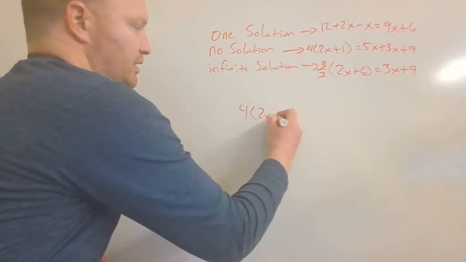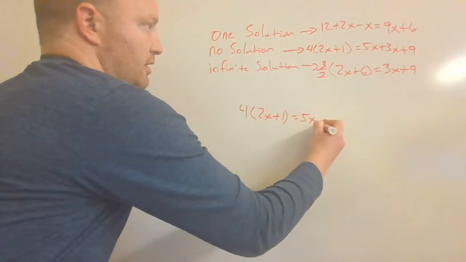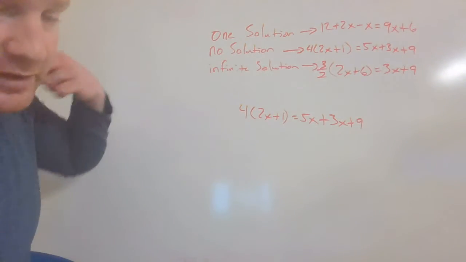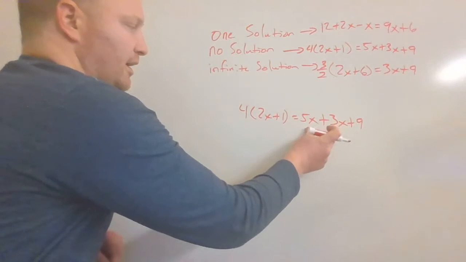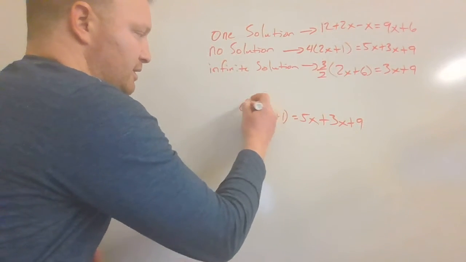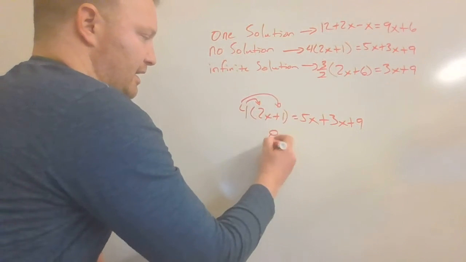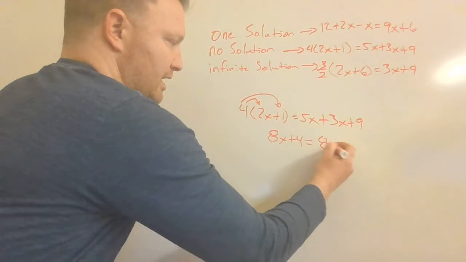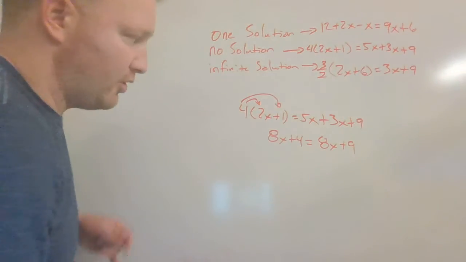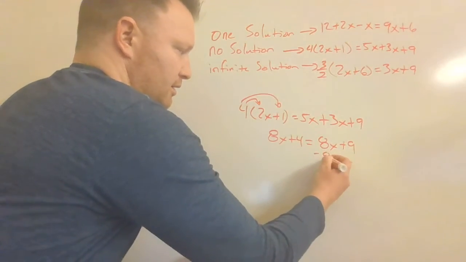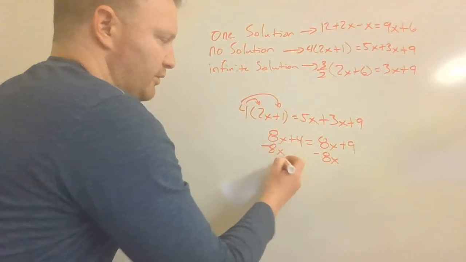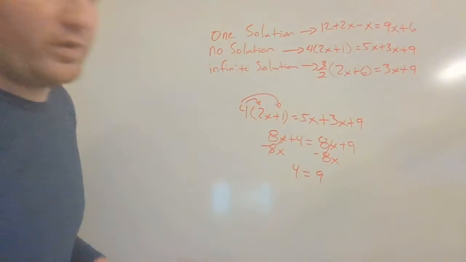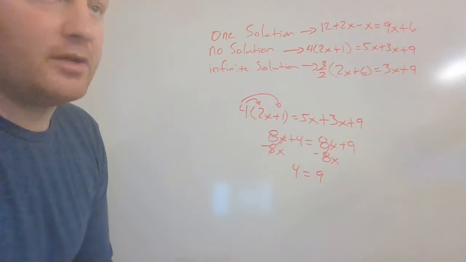4 times 2x plus 1 equals 5x plus 3x plus 9. So first things first, carry out the distributive property and also combine like terms. So I have to do this times this times this. So I get 8x plus 4 equals, combining like terms, 8x plus 9. I'm only doing this because you'll see something: your 8x will cancel off on both sides. You're left with 4 equals 9, and we all know that 4 does not equal 9.